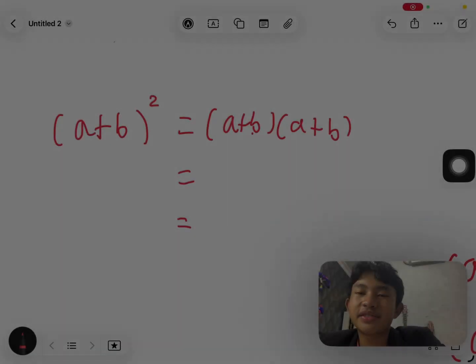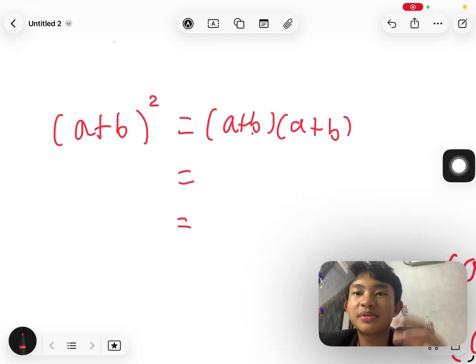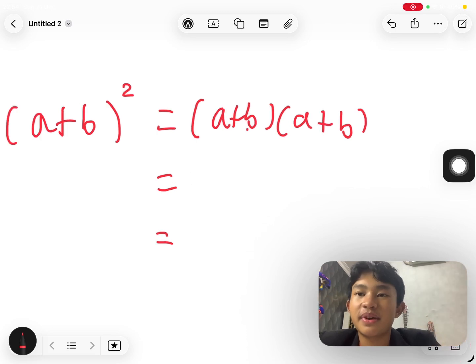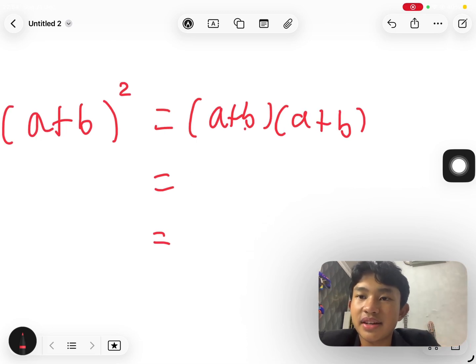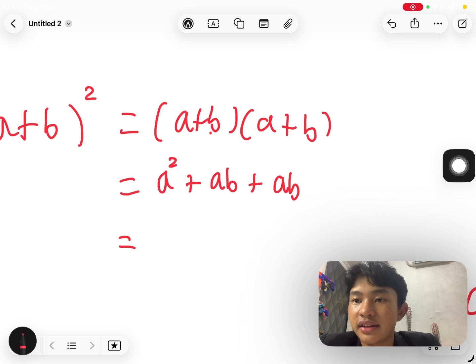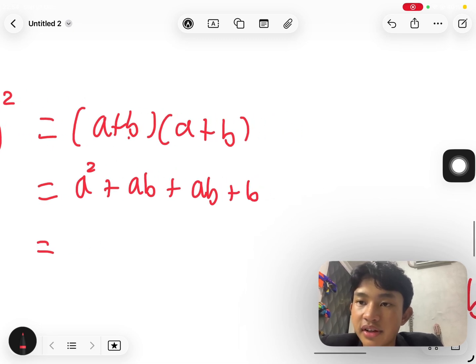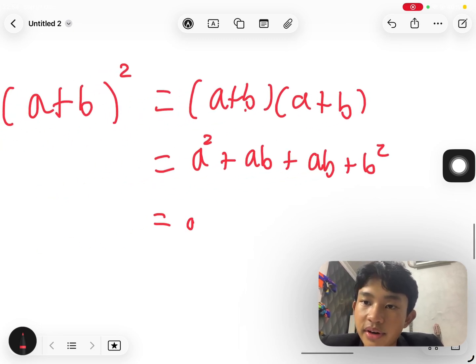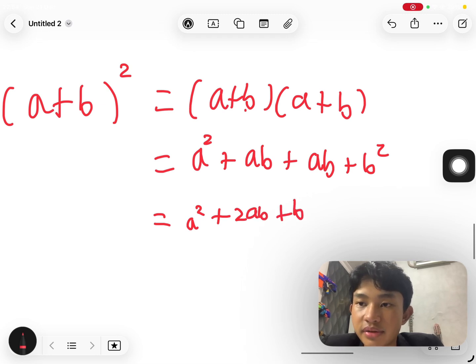We all remember this from algebra class, right? (a + b)^2. That's easy, we just use FOIL to expand it. So a times a is a squared, plus a times b is ab, and then a times b is also ab, and then b times b is b squared. So we get the final result of a squared plus 2ab plus b squared.